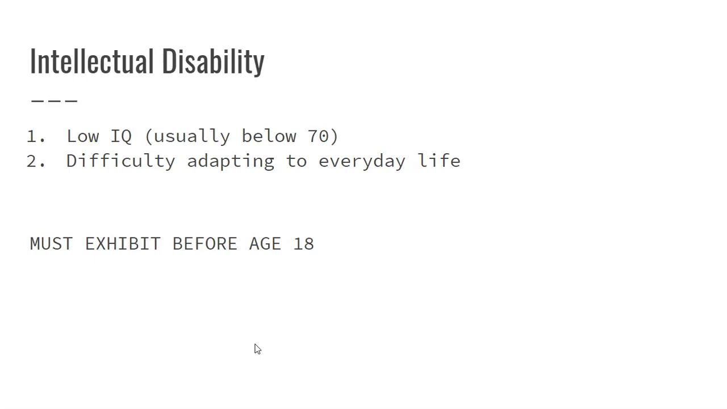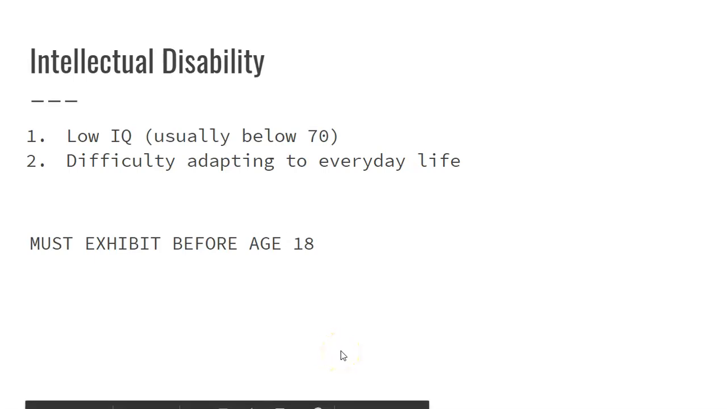You have to exhibit these before the age of 18 in order to be diagnosed with intellectual disability. And as you know, with intellectual disability, you have to make sure that as the child is growing up, their needs are met in school and at home. So the diagnosis is very important to unlocking different things that a child may need in order to help make their life easier.